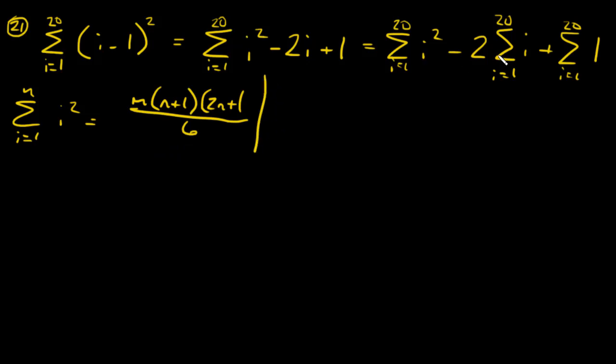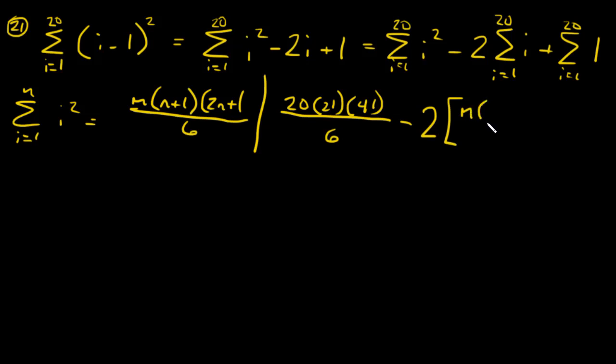So in that case, my n is 20, so I'm going to get 20 times 21 times 41 over 6 minus 2 times, now summation of i, which we just did, so that's n, my goodness, if I had good sense, that'd be dangerous. N is 20, so that is 20 times 21 over 2, and then plus 1 times 20. Alrighty, so now I can work with this.